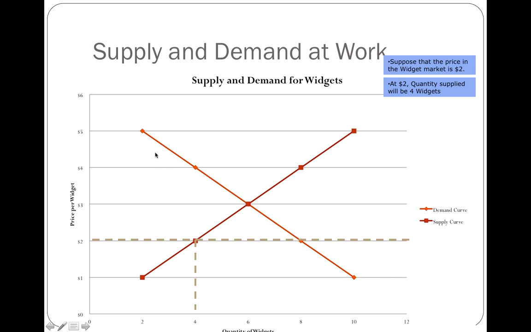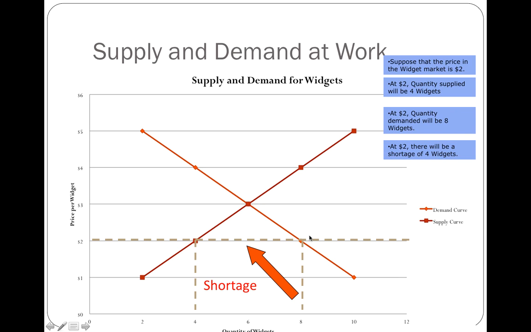How many are demanded? I find my demand line. Come on down. They're demanding 8. In this case, I have a shortage of 4. 4 widgets are being asked for, and I am not willing to produce. So as the supplier, I am going to raise the price.